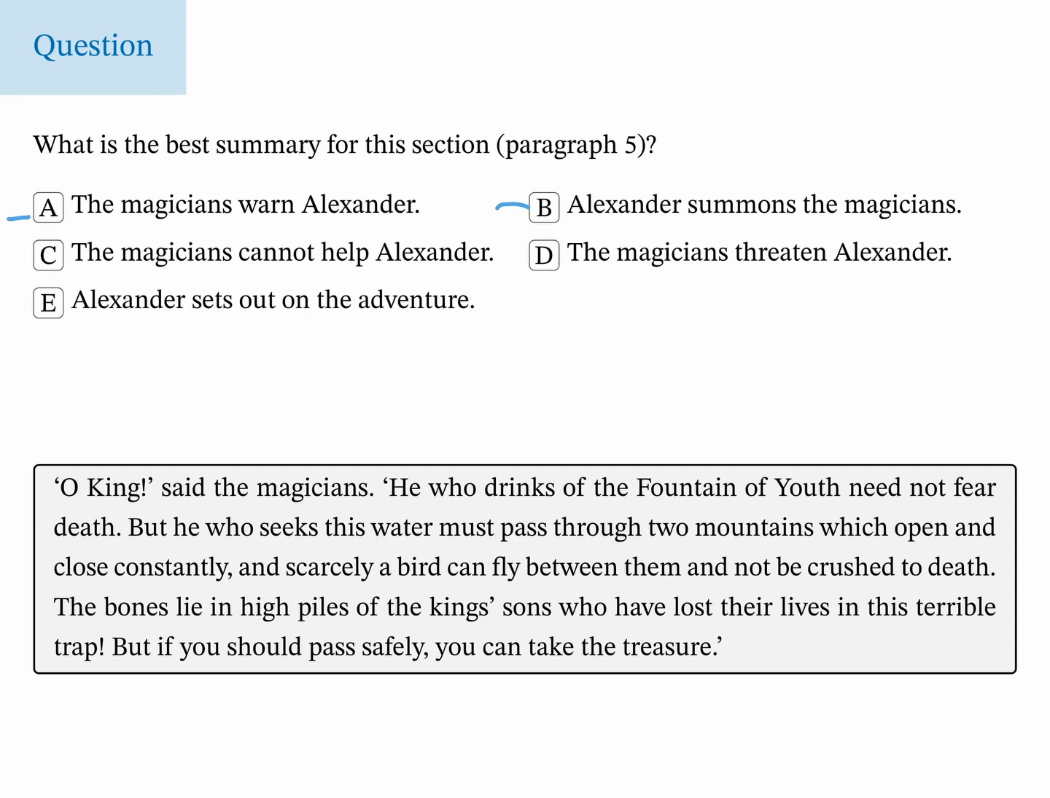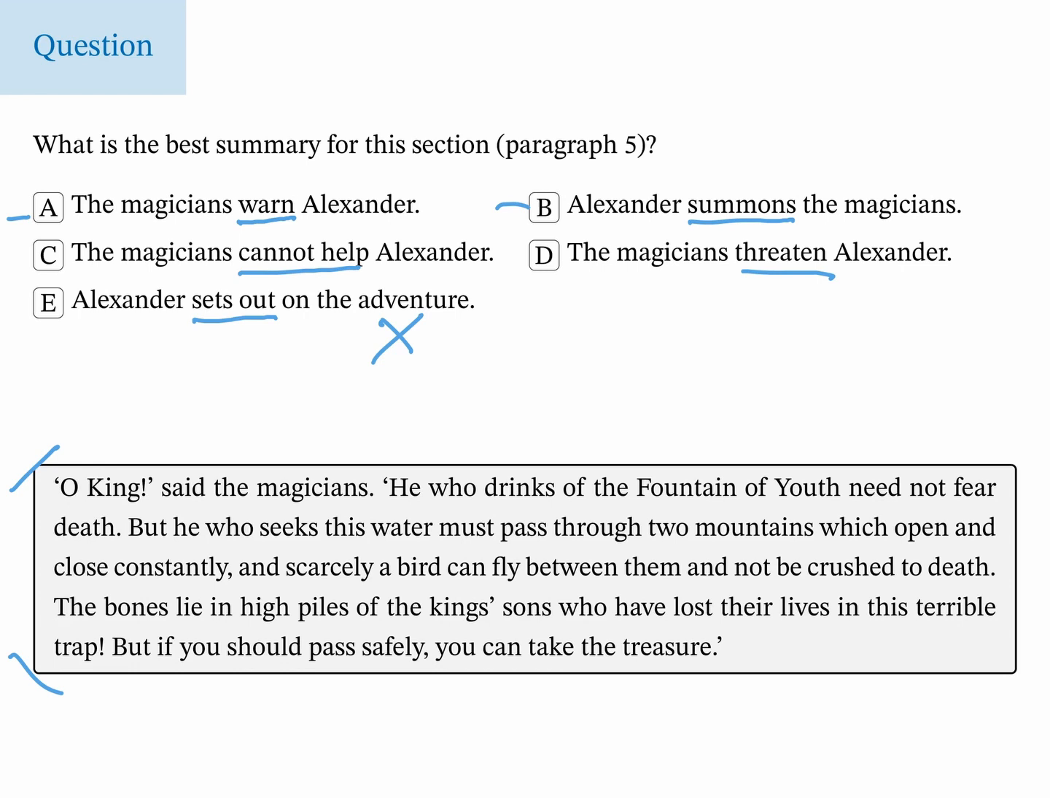Okay, so the key words here are the verbs. The magicians warn Alexander. Alexander summons the magicians. The magicians cannot help him. The magicians threaten him. Alexander sets out on the adventure. Okay, well, we know this comes afterwards. Perhaps he's going to set out on the adventure, or perhaps he'll decide that it sounds a bit scary and he doesn't want to. But there's nothing mentioned in this section. Okay, so we know it's not that one.